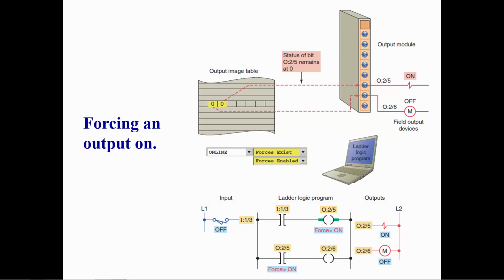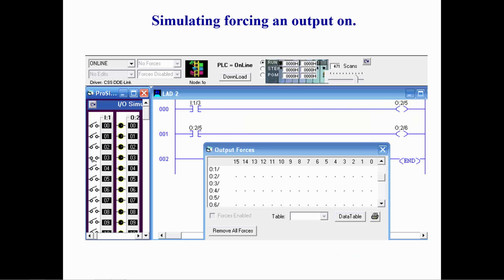To force an output on, you would follow the same process, except you would place a 1 in the output forces table. The outputs behave normally without any forces enabled. Now we will put a 1 in the output forces table at the address O:2/5, the output we wish to force on. We will then enable forces.